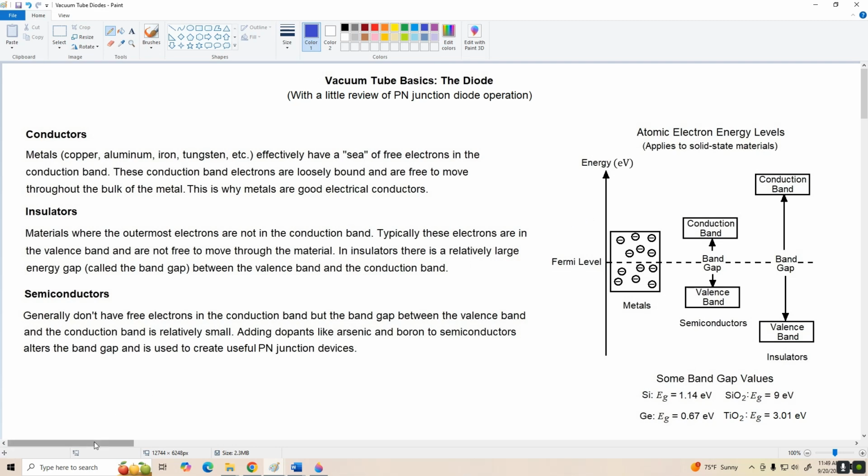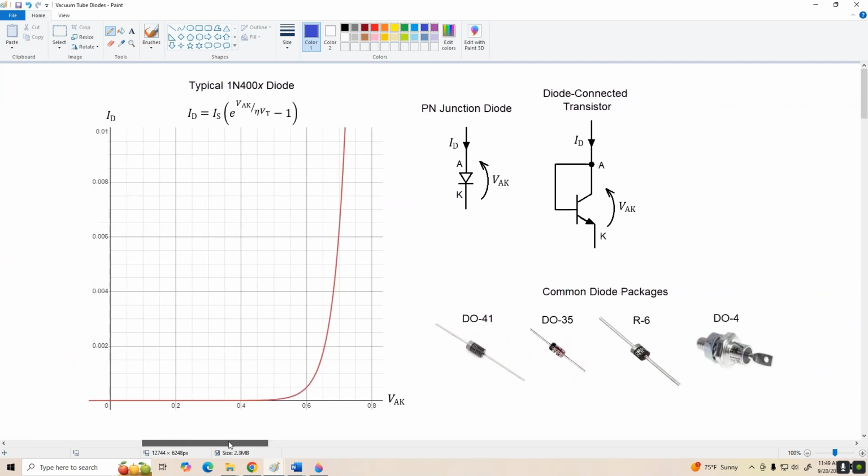But for now, let's just go on to the next page, and we'll do a quick review of PN junction characteristics. We've got the schematic symbol for a PN junction diode here with the diode current and anode to cathode voltage designated. And a transistor connected as a diode as well.